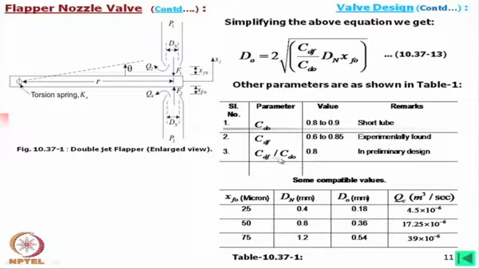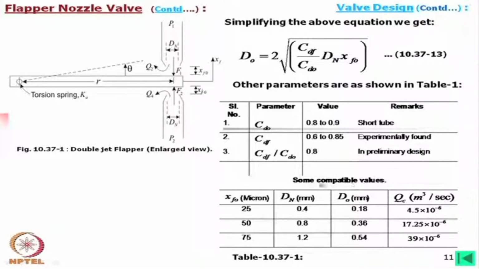And as we find, the coefficient of discharge here is 0.6 to 0.85, and usually CDF by CD0 is a preliminary design. That means, when there is no movement, x b is equal to x f is equal to 0, in that case this ratio is a good design.